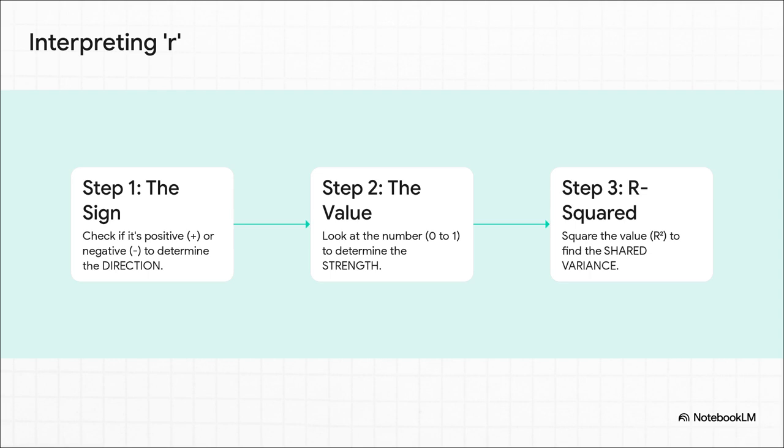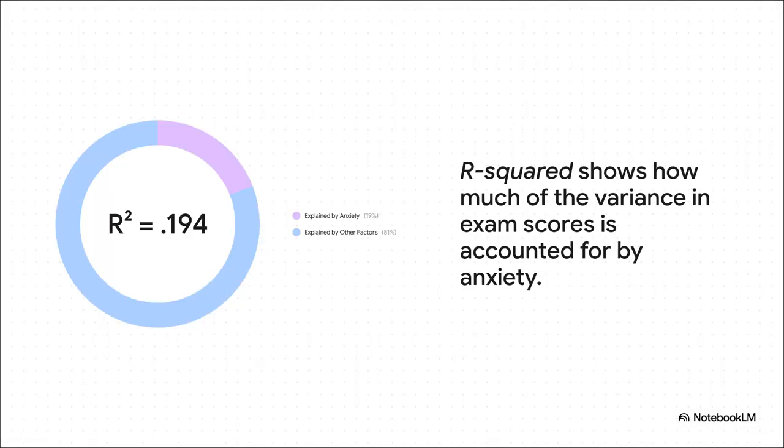But it's this third step that's where the really cool insight is hiding. Now this is where things get really powerful. If you take your R value and you square it, you get something called R squared. For that anxiety study, R was -0.44. Square that and you get about 0.194.